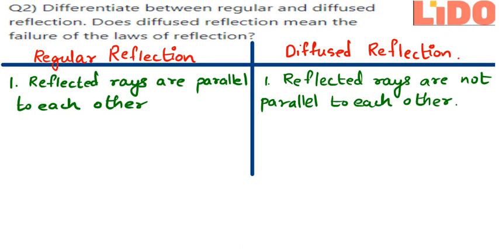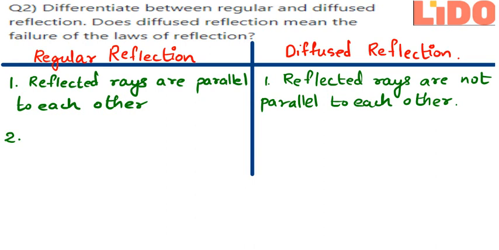The second differentiation is that in regular reflection, this reflection occurs from a polished regular reflected surface. Whereas in diffused reflection, the reflection occurs from a diffused or irregular surface. So let's write our answer.